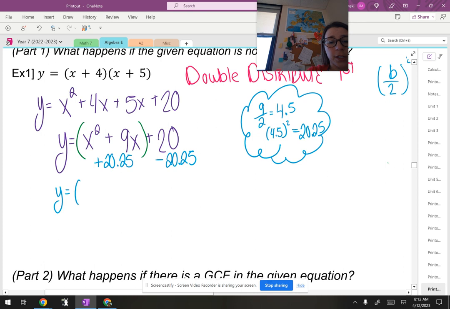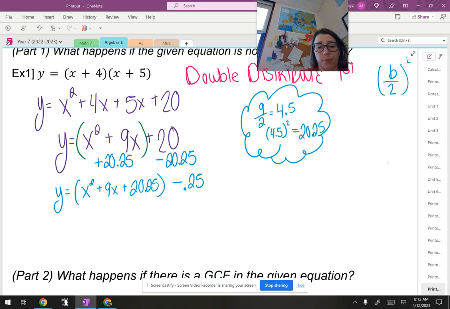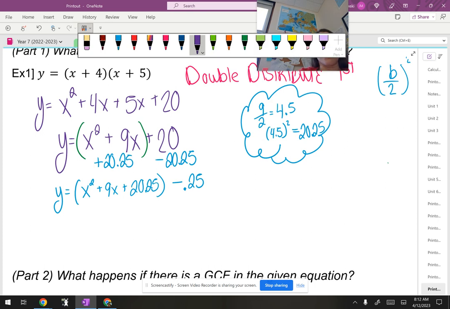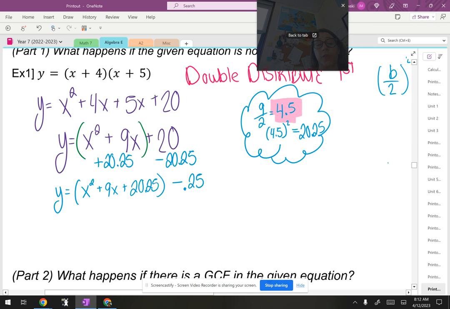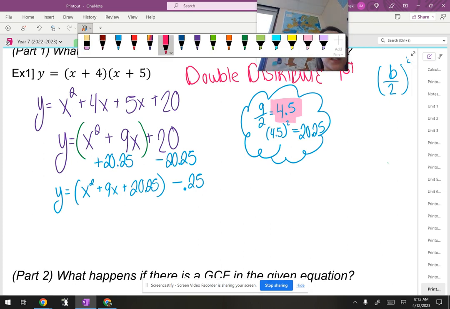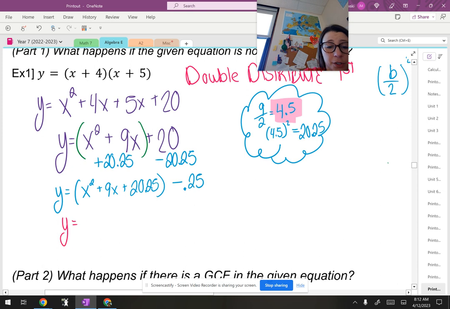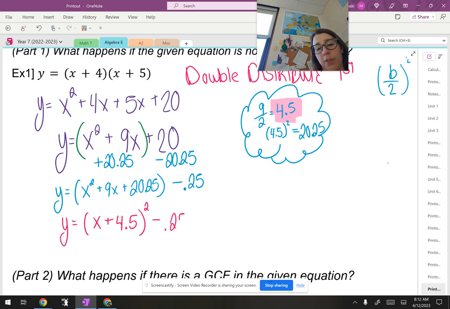Your new equation, still in those groupings, is x squared plus 9x plus 20.25, and then the 20 minus 20.25 turns out to be -0.25. Up next is the factoring part. This is why we take the extra time to do that magic number off to the side, because these parentheses are actually going to factor into x plus, because it's a positive, 4.5 quantity squared, and then just carry everything else down.